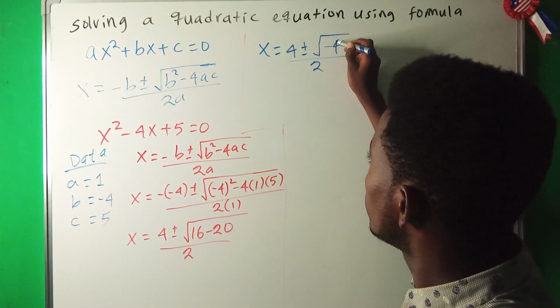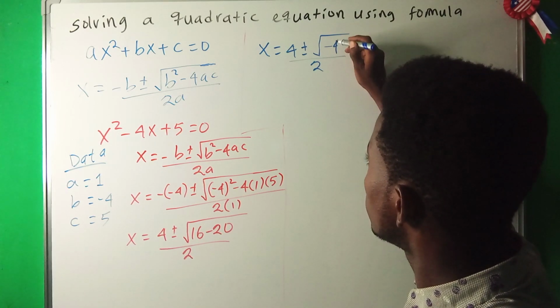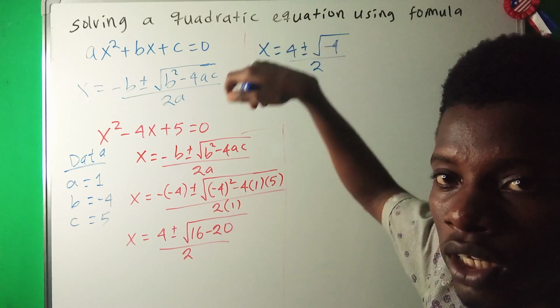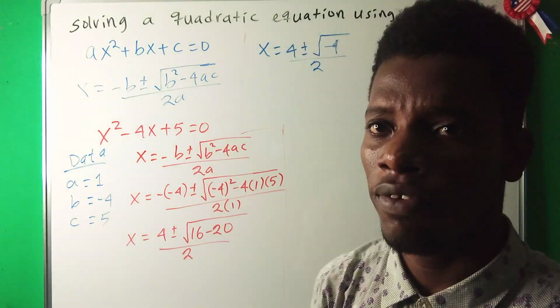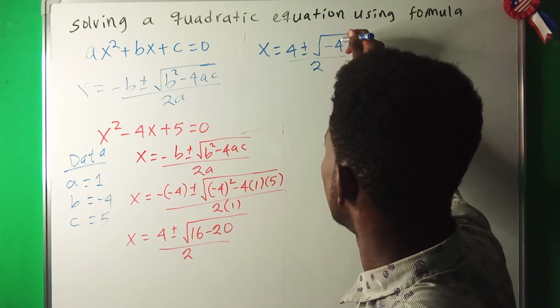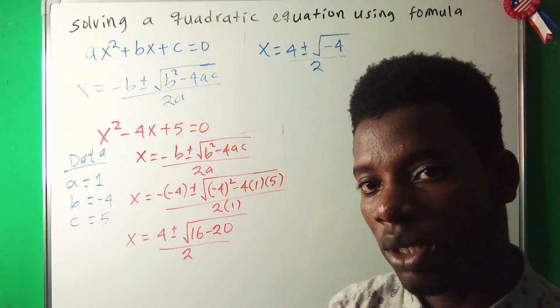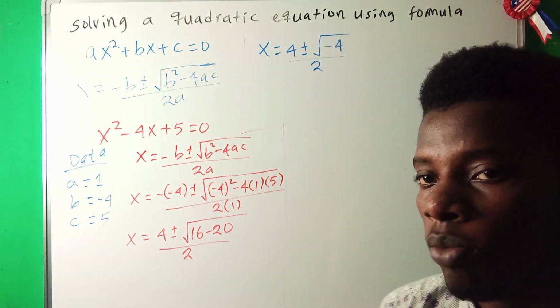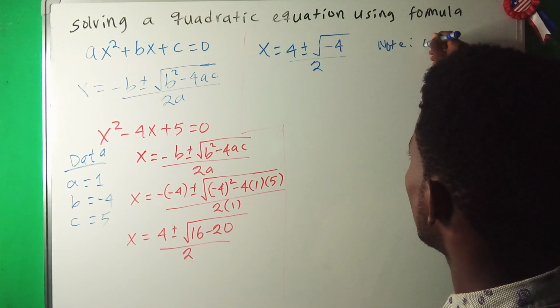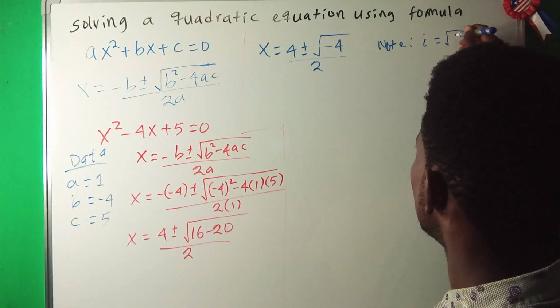Now in this case, we have a negative under the square root, and if you take a calculator and press the square root of negative 4, you are going to have an undefined expression. So we can define a particular expression that will give us the square root of negative numbers. Note that i is equal to the square root of negative 1.